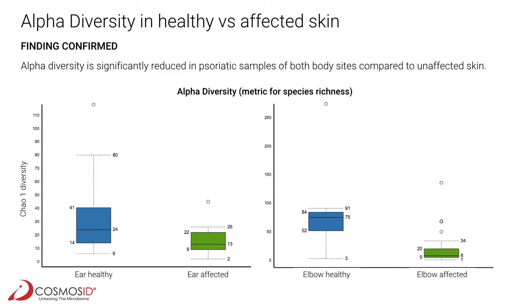At first, we're able to confirm the authors' findings in the sense that alpha diversity in healthy versus affected skins was changed. The alpha diversity in psoriatic samples on both body sites was significantly reduced compared to unaffected skins. So there was a collapse in species richness.